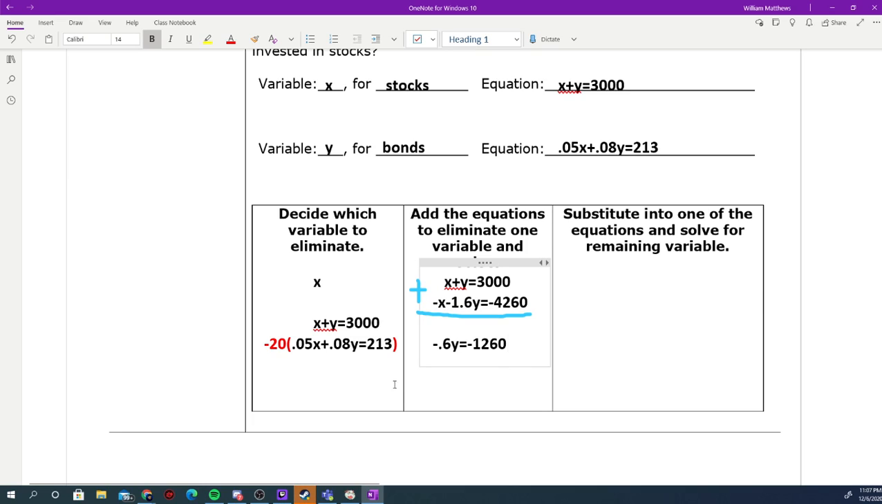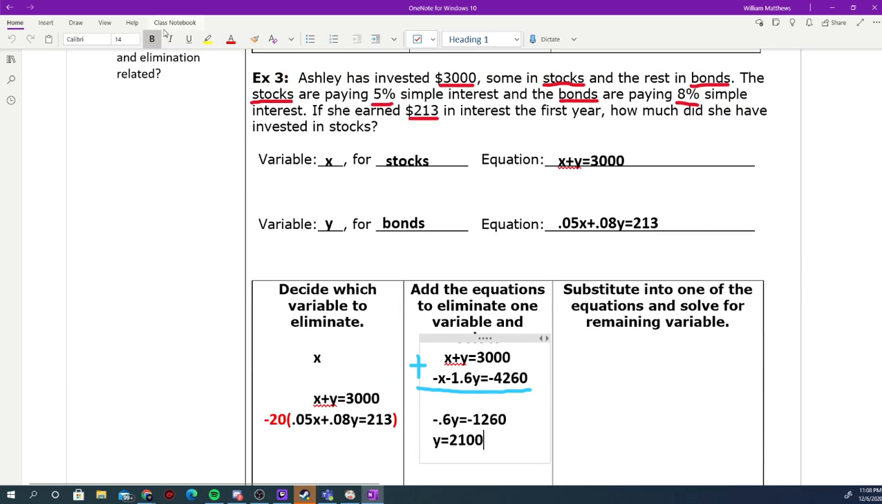Now my last step is to multiply by the 0.6, negative 0.6. I'm sorry, divide by the 0.6. And I'm left with y equals 2,100. Which in this case, she had $2,100 in bonds. I completely forgot to write what I was looking for. It wanted to know how much she was invested in stocks.